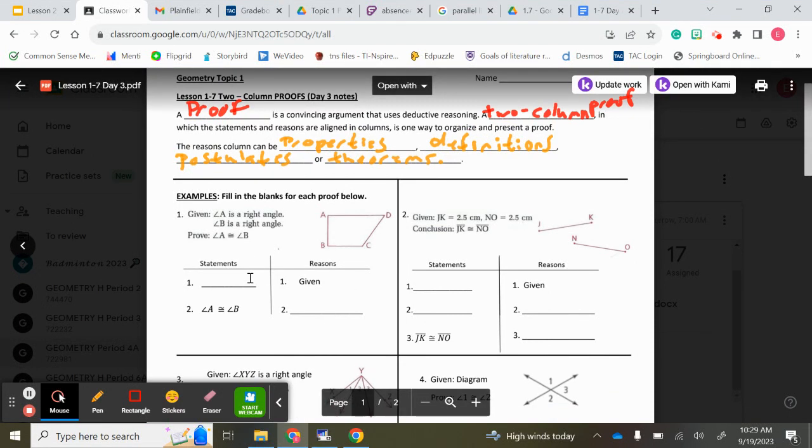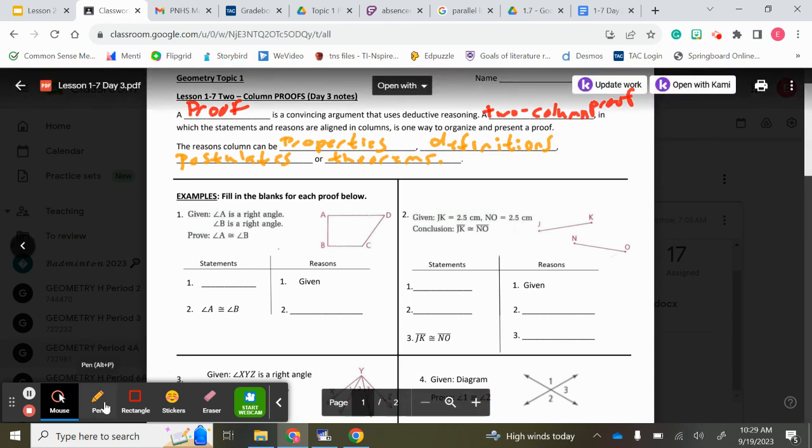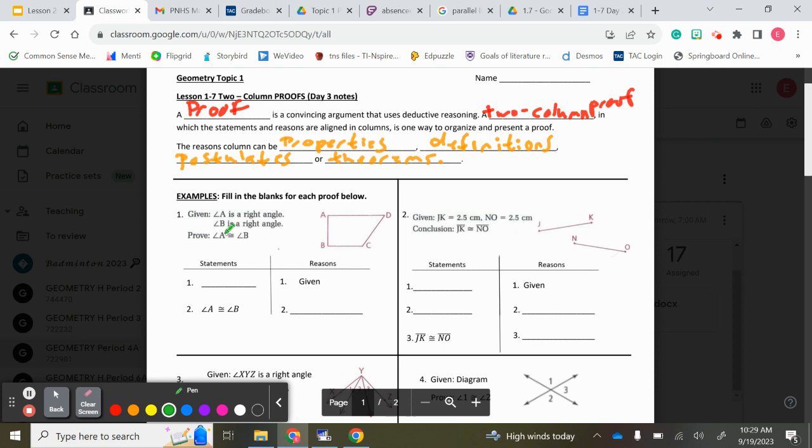Now let's take a look at our first example. It says fill in the blanks for each proof below. So in this case, when you are proofwriting, just like we did last week with those algebra proofs, you're always going to start with the given. They're telling me that angle A is a right angle and angle B is a right angle. So I'm going to write that in. Angle A is a right angle. Angle B is a right angle.